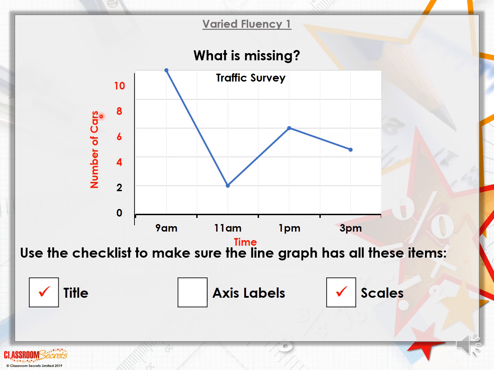Okay, number of cars is okay. All right, and then these bits were missing as well. Like I said, it's got the scale, that's why it's been ticked, and it's got the title. Definitely doesn't have those. It still technically has a scale, but some of them are missing. Okay, so it says here what is missing. So when you do this on Purple Mash, you just have to look to see what's missing and can you add them in. Okay, so that's question 1 when it comes to your worksheets.